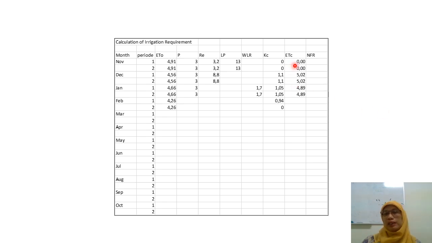Next, we calculate the ETc. Crop evapotranspiration comes from Kc multiplied by reference evapotranspiration. You just put your formula here, so I can check the formula to find the ETc. You do it until the end of the cropping season, because we have a cropping season of rice and rice, so we grow rice twice.